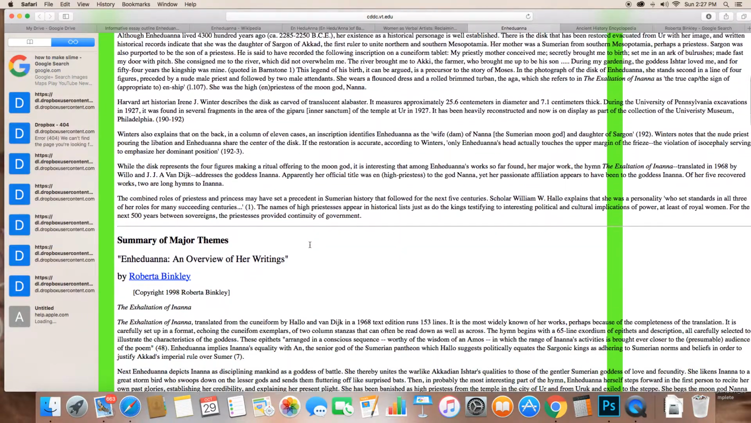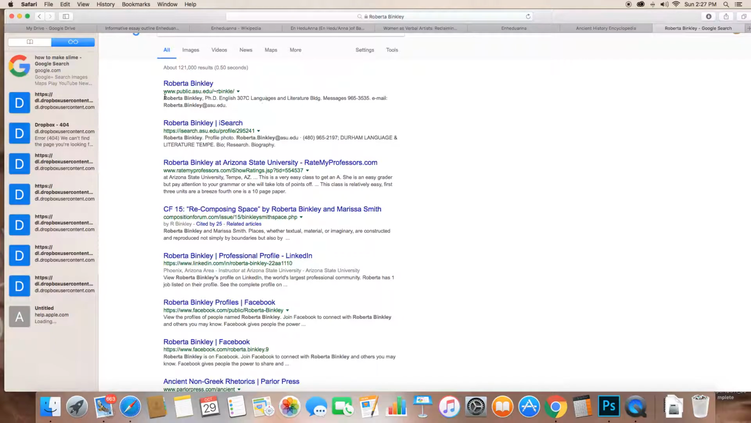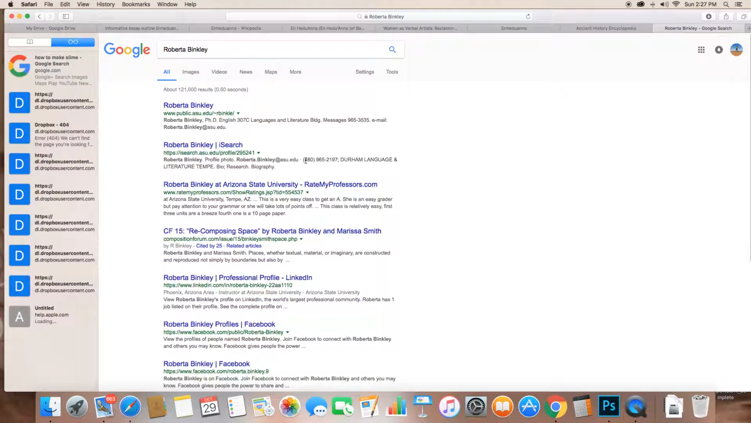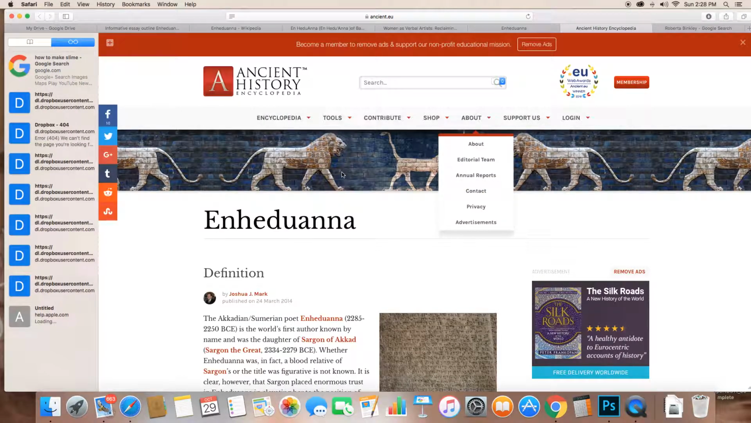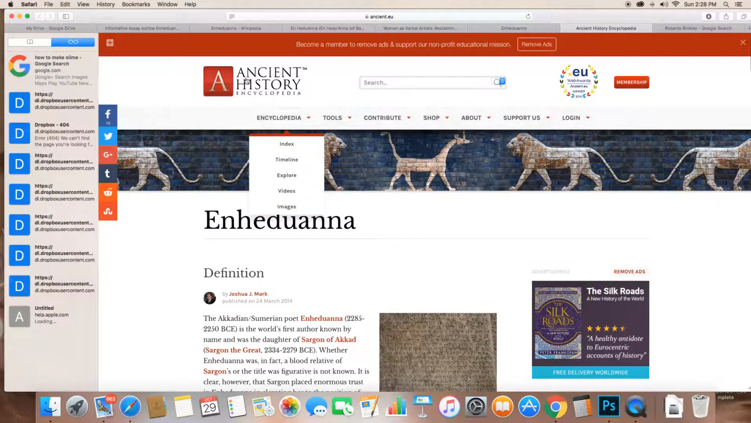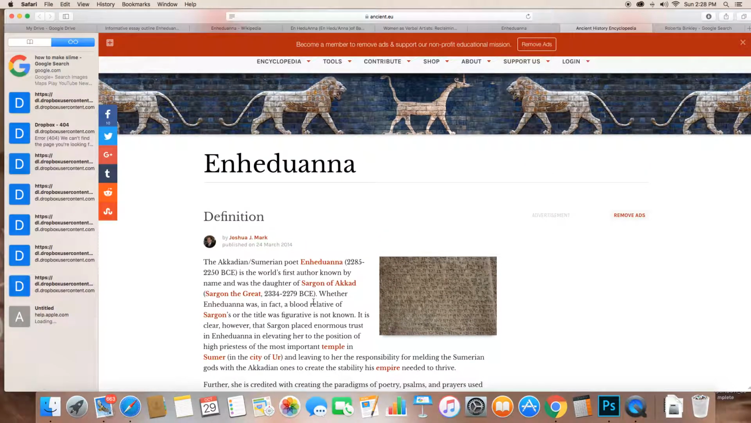Here I have some more articles that are by a person named Roberta Binkley, and when I looked up Roberta Binkley, I discovered that she is a professor at Arizona State University, and so I can feel like this is a reasonably reliable source. And then I found another one. This is an ancient history encyclopedia, and I have a byline that's signed by the actual author of this. And so I feel like we've got a couple of pretty useful sources.